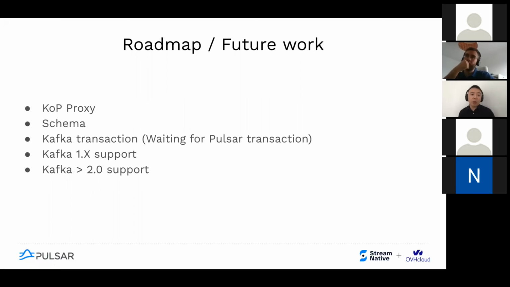So the schema integration here involves integrating with the existing built-in Pulsar schema, as well as making it work with Confluent Schema Registry, so people can use the schema seamlessly in both ecosystems. And for sure, Kafka transaction support is on the to-do list. We were waiting for the Pulsar transaction to complete so we can figure out a better way to integrate these two transaction systems together.